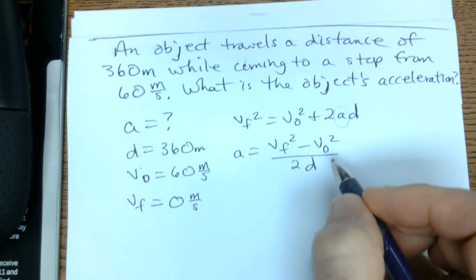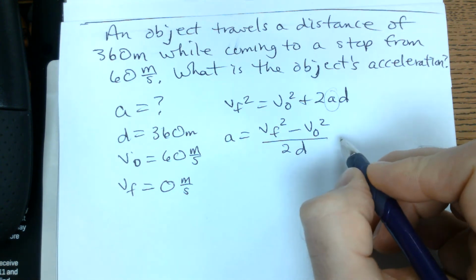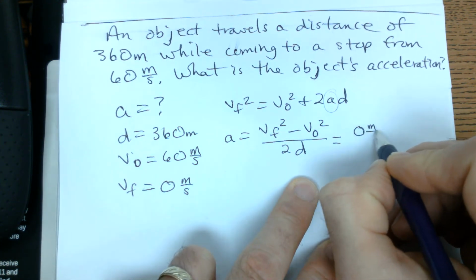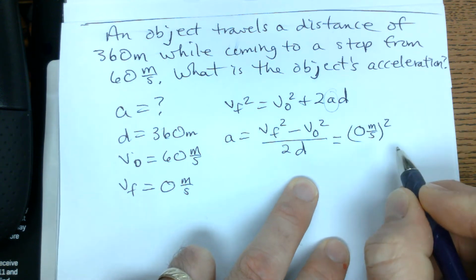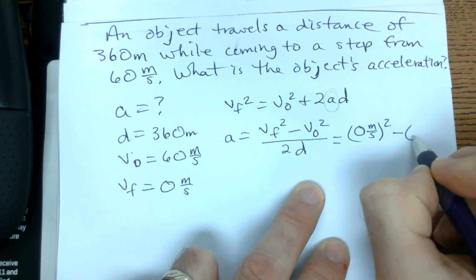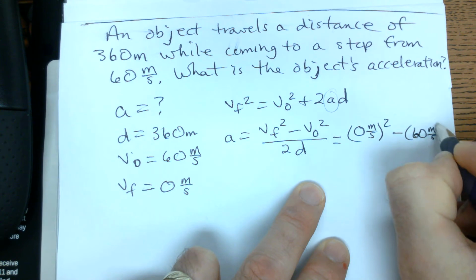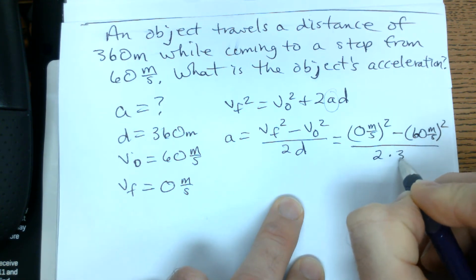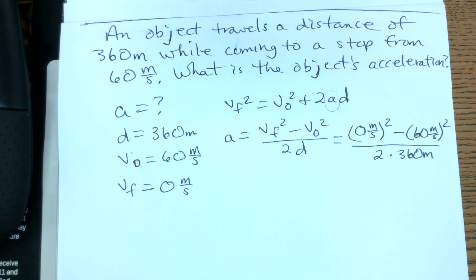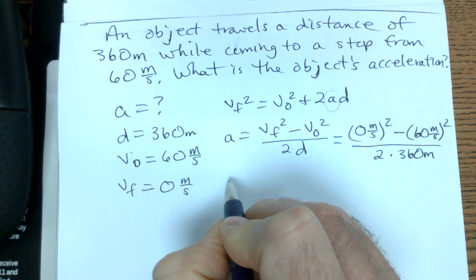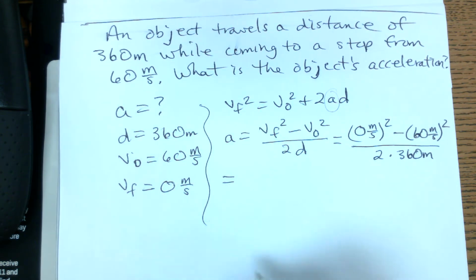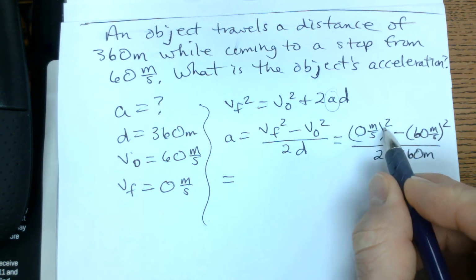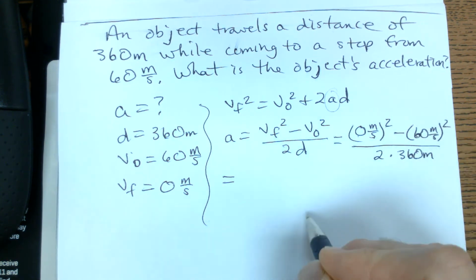Now I can simply just plug numbers straight into this thing. So I'm going to go ahead and go over here. My final velocity squared is 0 meters per second, and I'm going to do the quantity squared there, minus 60 meters per second, quantity squared, divided by 2 times 360 meters. And then I'm going to bring this across. Put a separator there. 0 squared is 0 meters squared per second squared. Well, that just goes away.